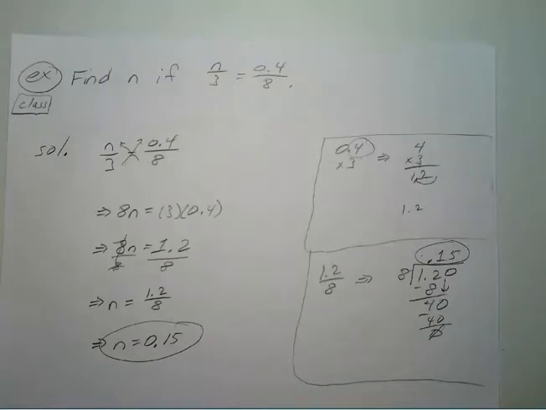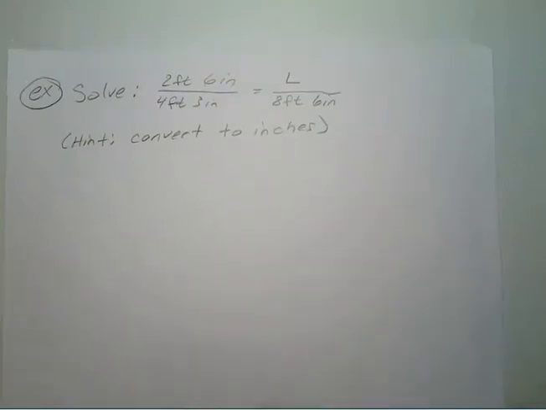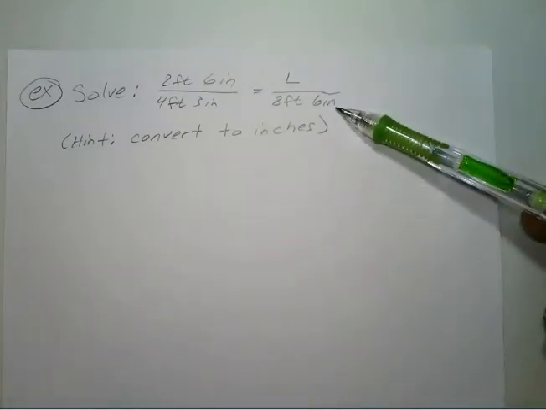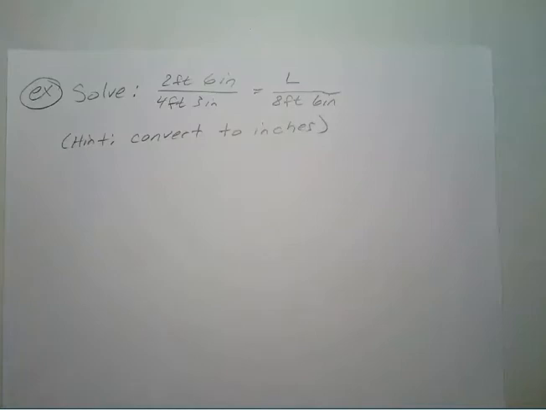All right. So if you are still writing, feel free to press pause. But we're going to go ahead and do one more example. And this one is a little tricky, so you want to be careful. Okay, so what if we wanted to solve 2 feet 6 inches is to 4 feet 3 inches as the length L is to 8 feet 6 inches. Okay, so a hint to solve this one is you want to convert all of these to inches.